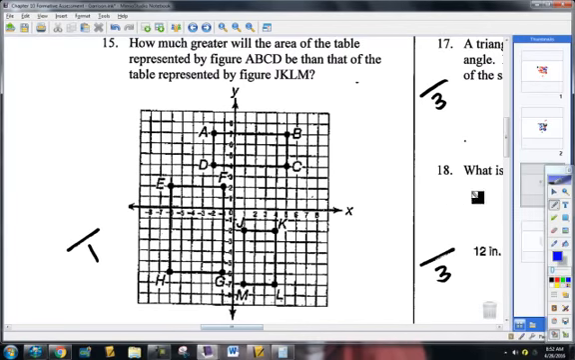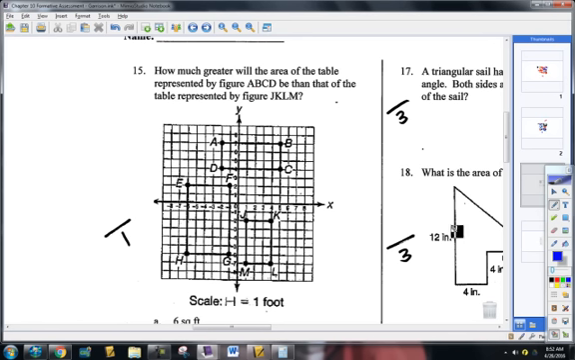All right, here we go. This one's only worth 1 point. This is just going to be right or wrong on this one. I thought about making it worth more, but it's multiple choice. We need to figure out how much greater.